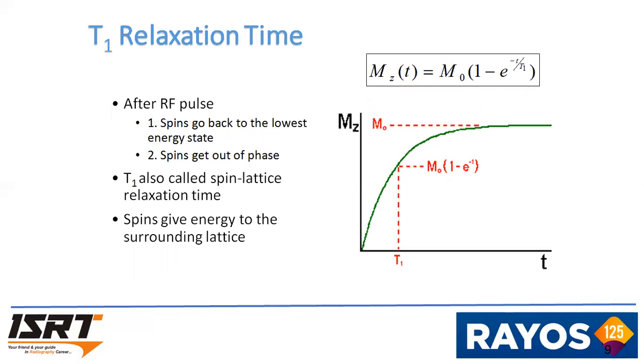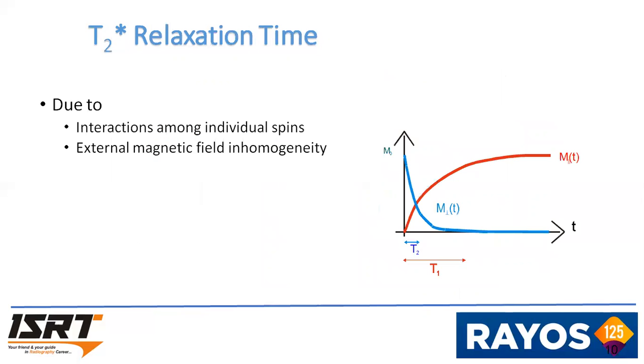Coming to the T1 relaxation time, the T1 recovery is of the longitudinal magnetization. The T1 time refers to the interval where 63% of the longitudinal magnetization is recovered. After the radio frequency pulse, spins go back to the lowest energy state and spins get out of phase. T1 is also called spin lattice relaxation time. Spin gives energy to the surrounding lattice.